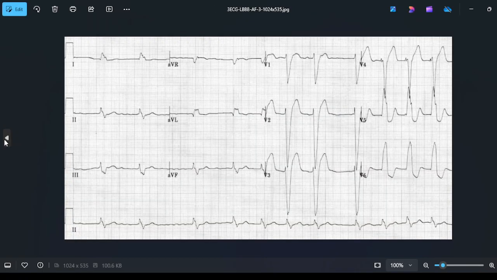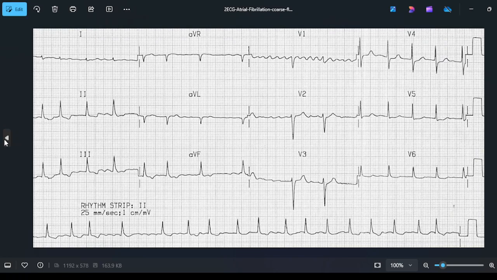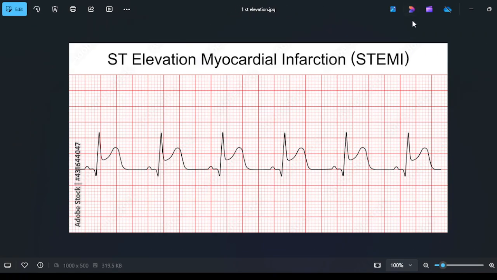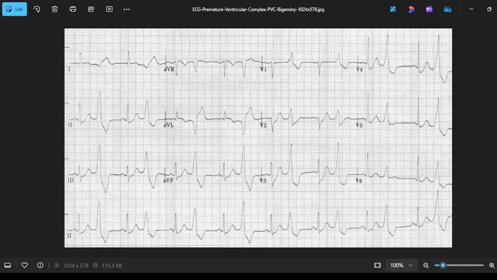Yes, there was one more, premature ventricular contractions. Just give me a moment. Yes, so we were left with one more topic that would come in the OSCE exam or in your EKT exam. So this one was premature ventricular contractions.